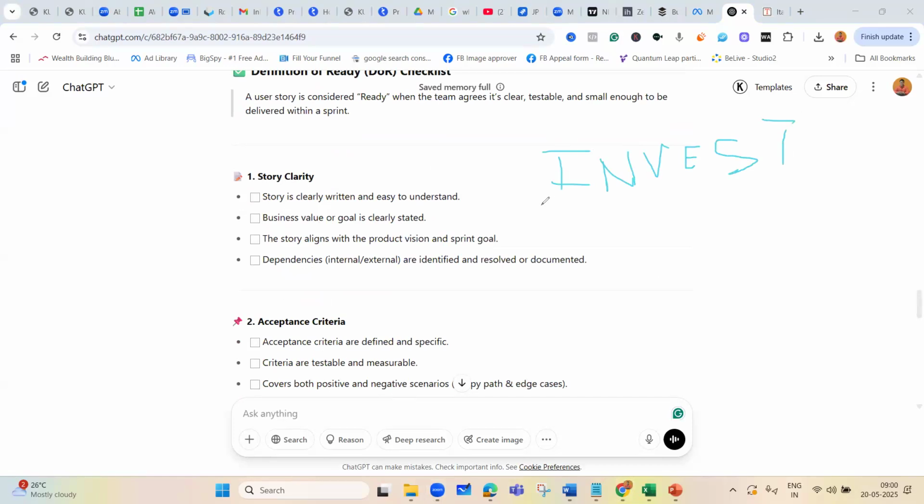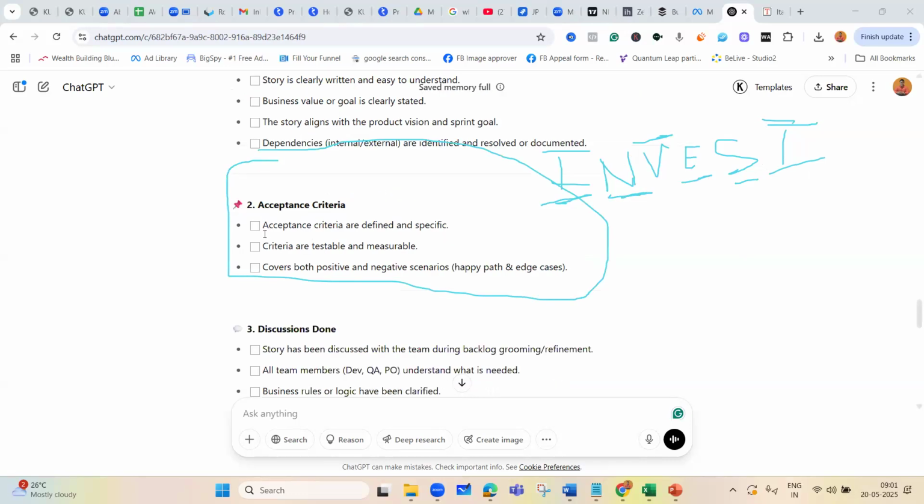When a user story is written, it has to be independent. It has to be negotiable. It has to be valuable. It has to be estimatable. It has to be small, quite small. It has to be testable. Okay. Great, I am glad that some of you know about it. Then again, business value or goal is clearly stated. So if you follow this, you will be able to understand how the story is clear or not. So everything under the story has been followed. Again, in the acceptance criteria, whether it has been well written or not.